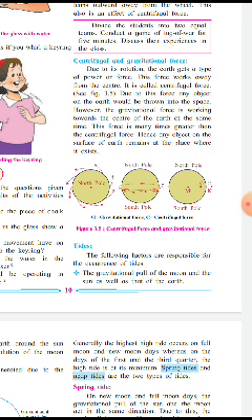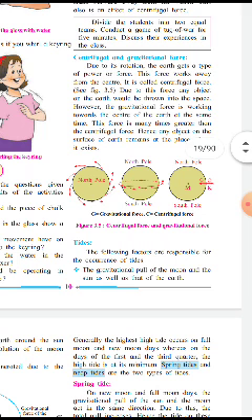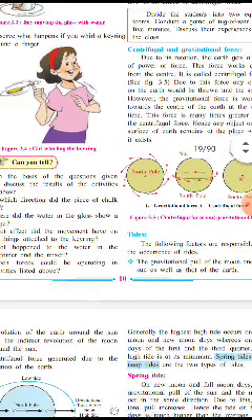The following factors are responsible for the occurrence of tides. See, which factors are responsible for tides? First, the gravitational pull of the moon and the sun as well as that of the earth. Which factors? The gravitational pull of the moon and the sun as well as that of the earth.